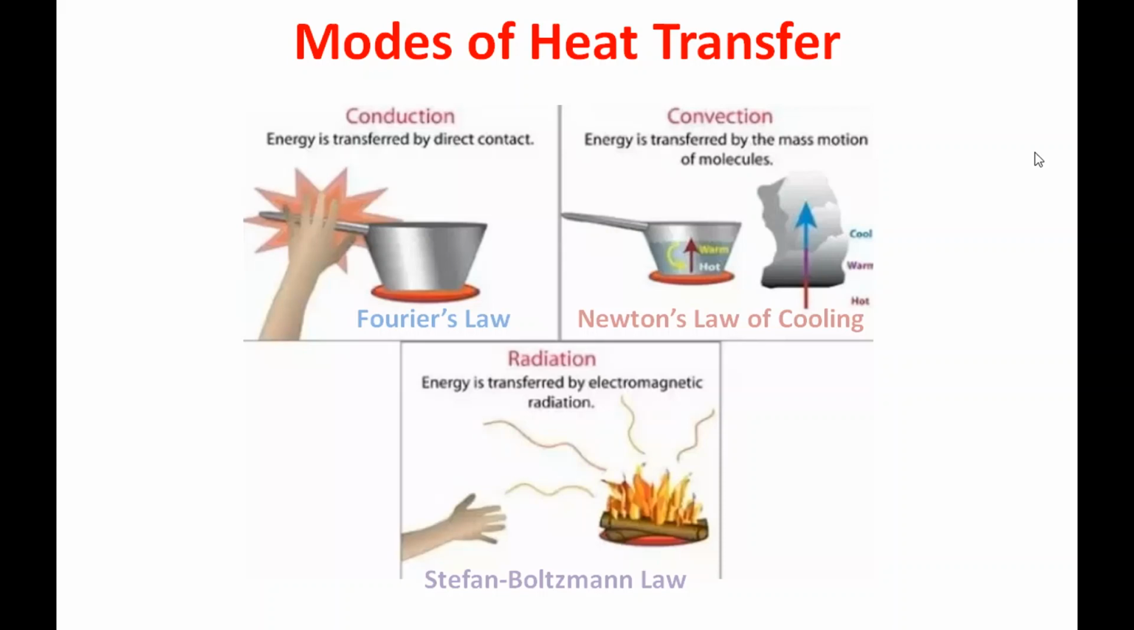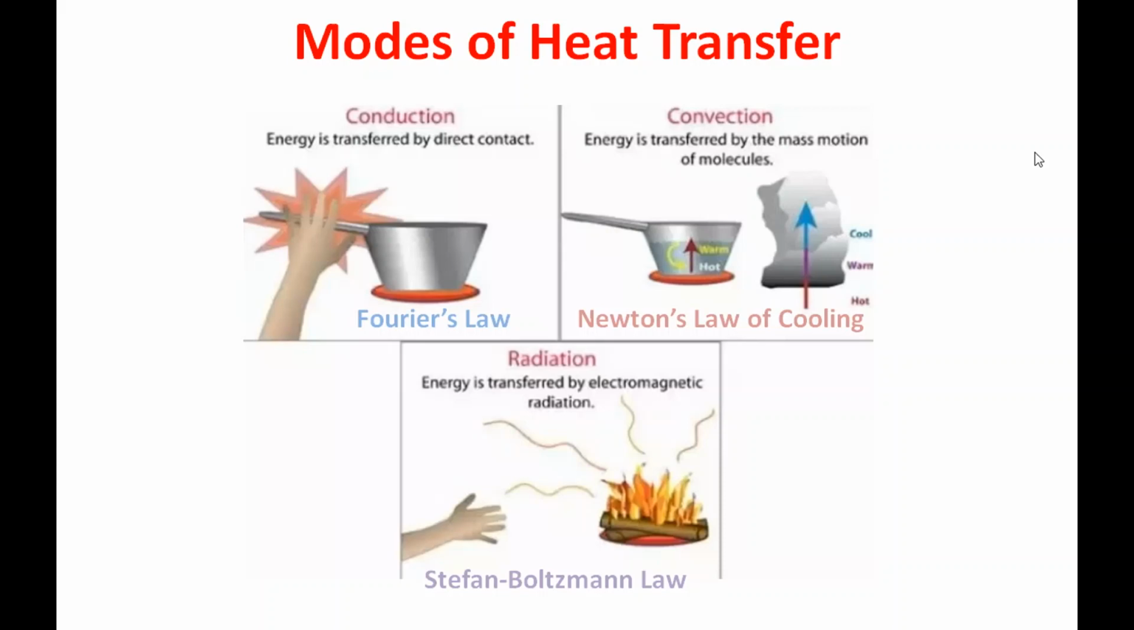In conduction, the heat energy is transferred by direct contact. That means conduction takes place within the medium, so mostly in solids. To quantify the amount of heat transferred through conduction, we can use Fourier's law. Then in convection, the heat is transferred due to the movement of the molecules. It is mainly from solid to liquid or gases. To quantify the amount of heat transfer through convection, we can use Newton's law of cooling.